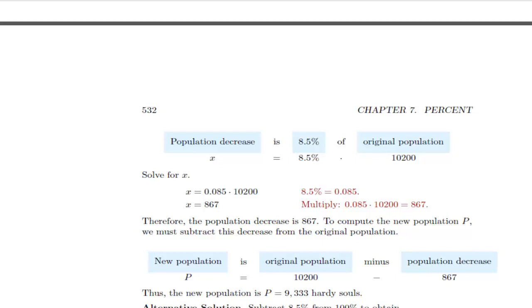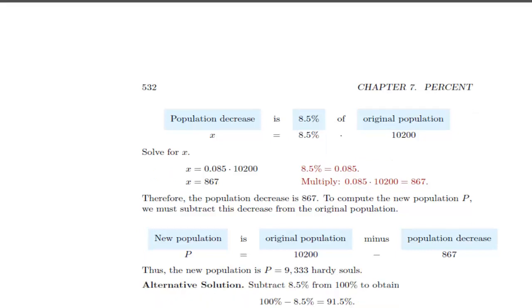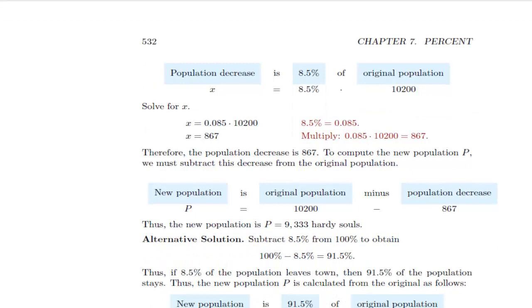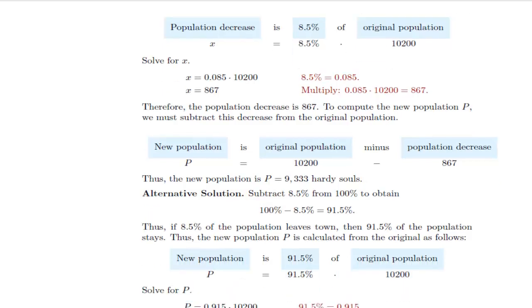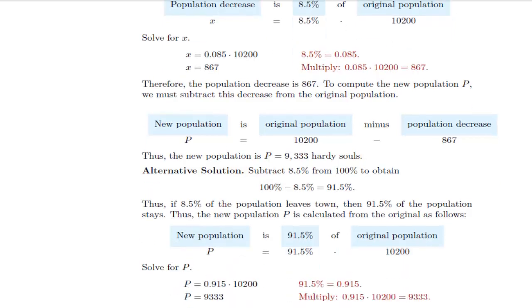In the equation, x equals 0.085 times 10,200. 8.5% converts to the decimal 0.085, and 0.085 times 10,200 is 867. Therefore, the population decrease is 867. To compute the new population P, we must subtract this decrease from the original population. The new population P is equal to the original population 10,200 minus the population decrease of 867. Thus, the new population is P equals 9,333 hardy souls.